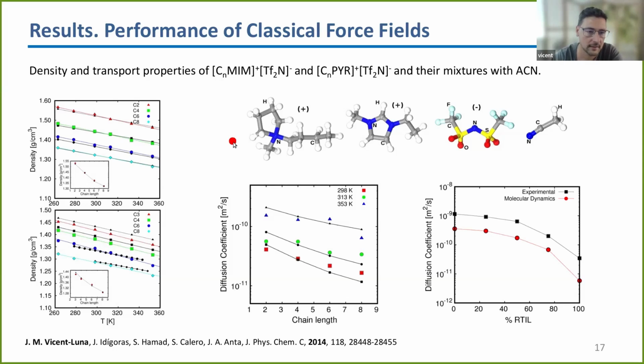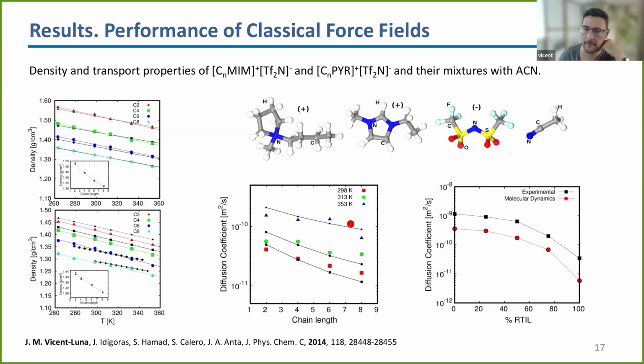So we can see here that the agreement is very, very good, and I also paid special attention to running transport properties at the same time to get a proper description of the diffusion coefficient. Here you can see the diffusion coefficient of the imidazolium cations with the Tf2N anions for different temperatures, changing the length of the cation. So we can say that this force field is accurate enough to compute density and transport properties of these ionic liquids.